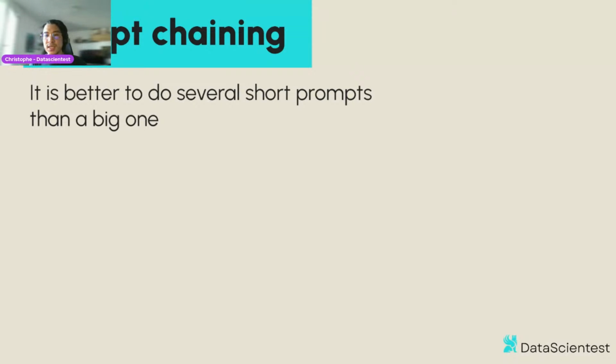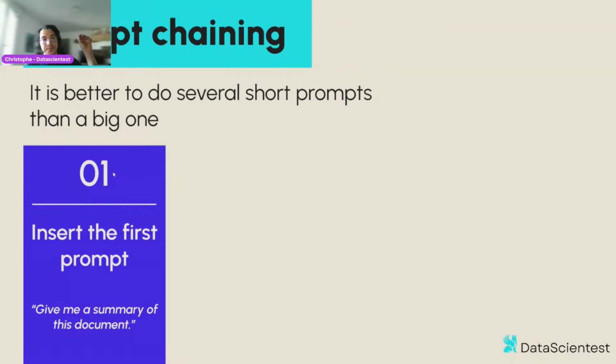Maybe the new version is more able to handle several instructions, but I'm not too sure. So just to be on the safe side, a better prompt is a short prompt with only one action. If you have one big task to give it, try to divide this task into several steps. For instance, the first task would be just give me a summary of this document. So you input a document and you ask it to give you a summary of it.